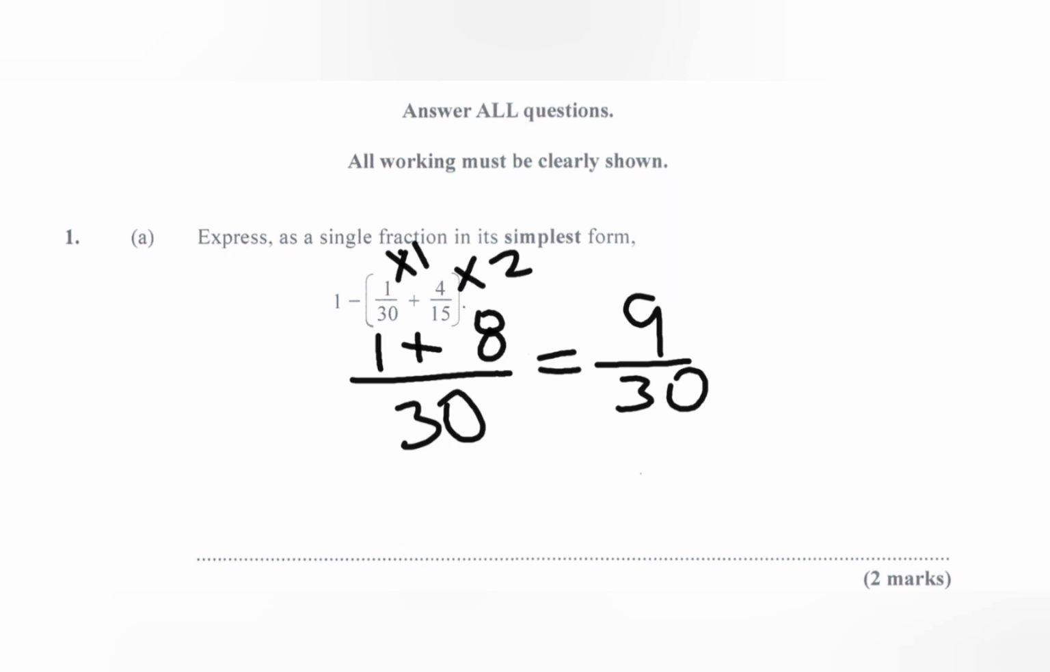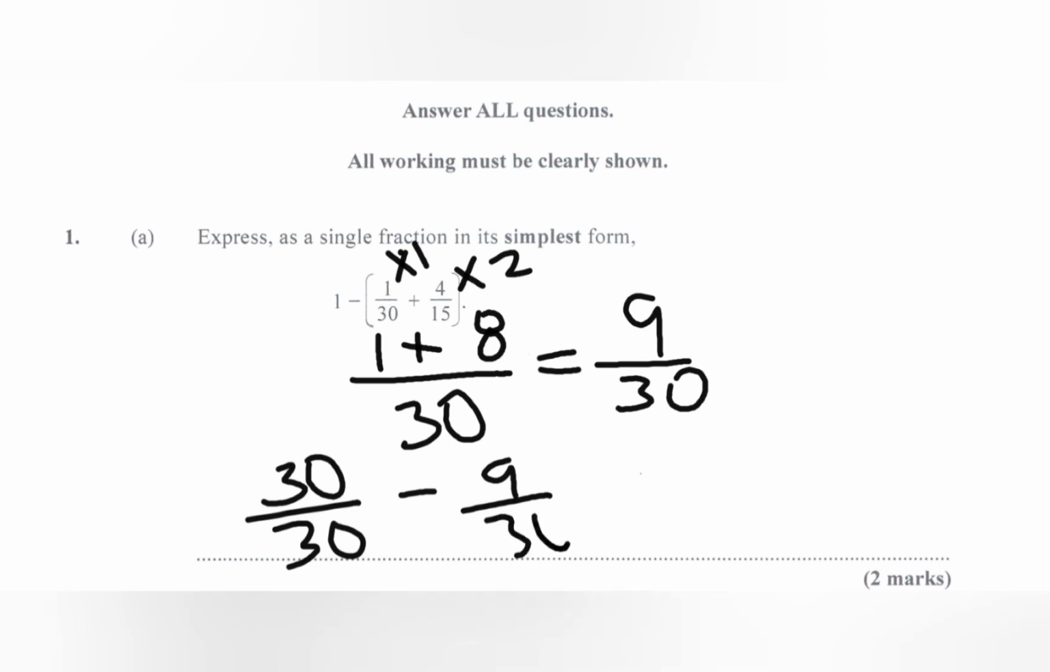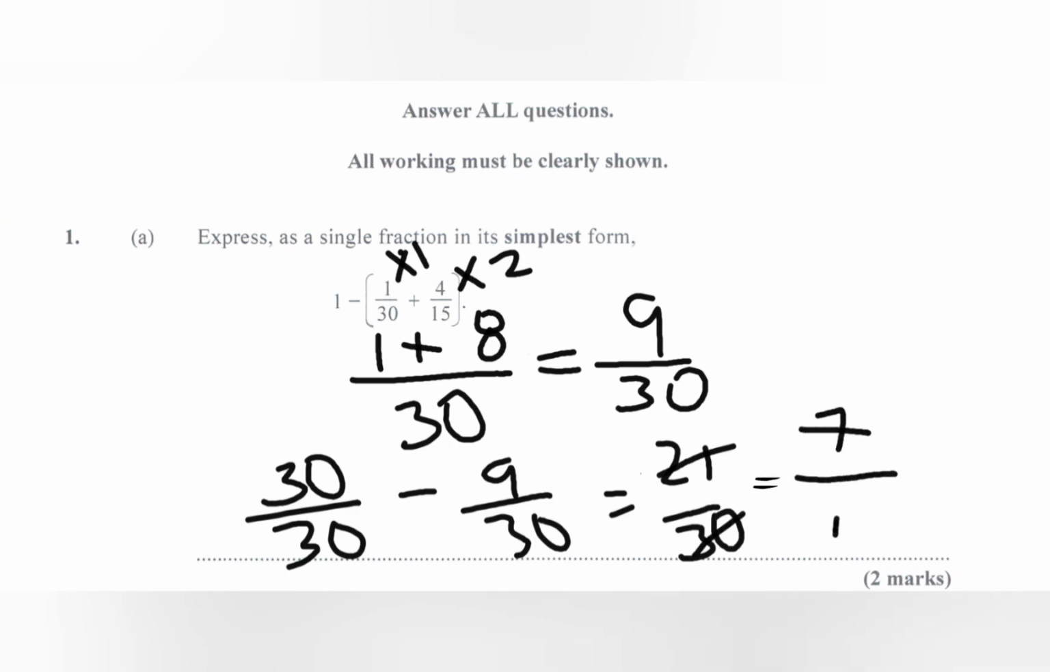What we're going to do next is subtract 9 over 30 from 1. 1 means 1 whole, so it means the whole is divided into 30. So 1 is the same thing as 30 over 30. So we're going to subtract 9 over 30 from that, and we're going to get 21 over 30. The question says we should express this in its simplest form, so we can reduce this fraction. 3 goes into 21 7 times, and into 30 10 times. So the answer is 7 over 10.